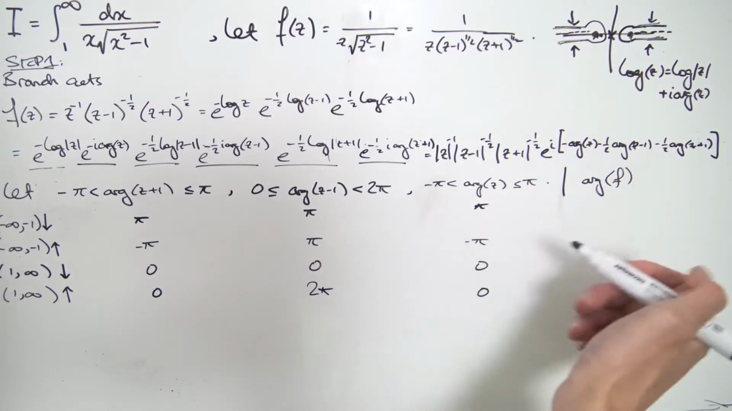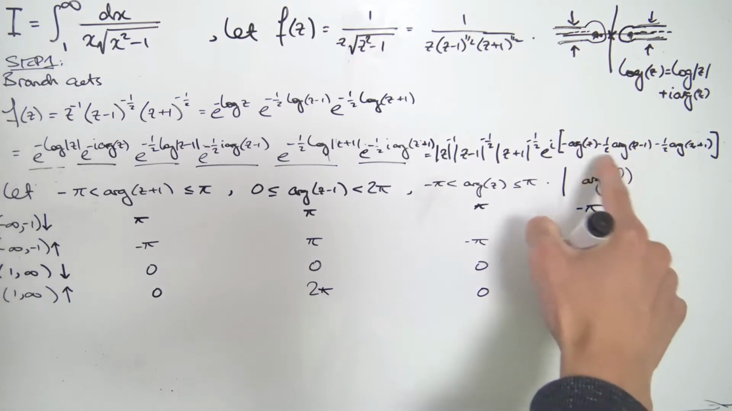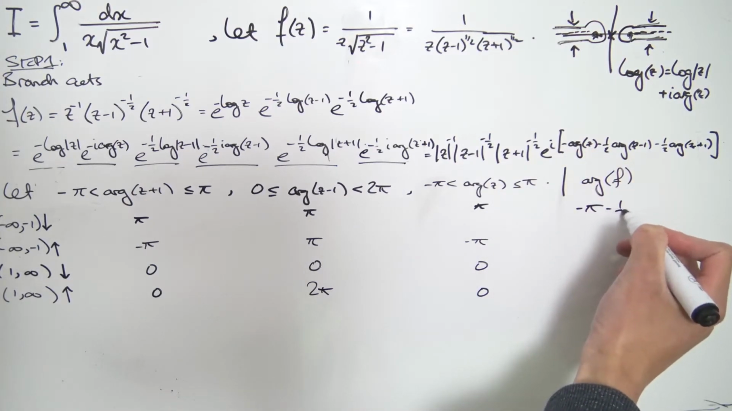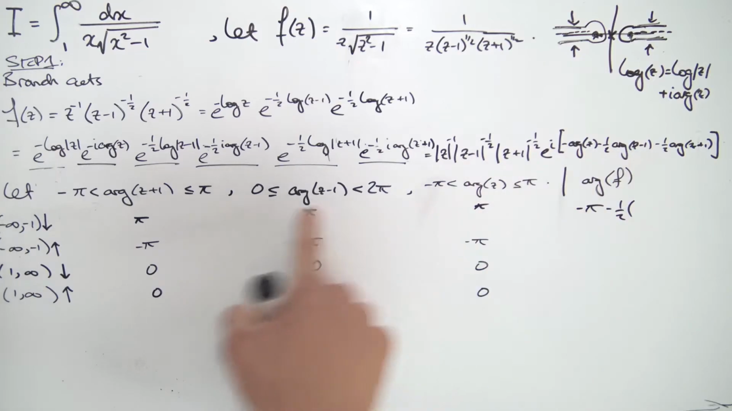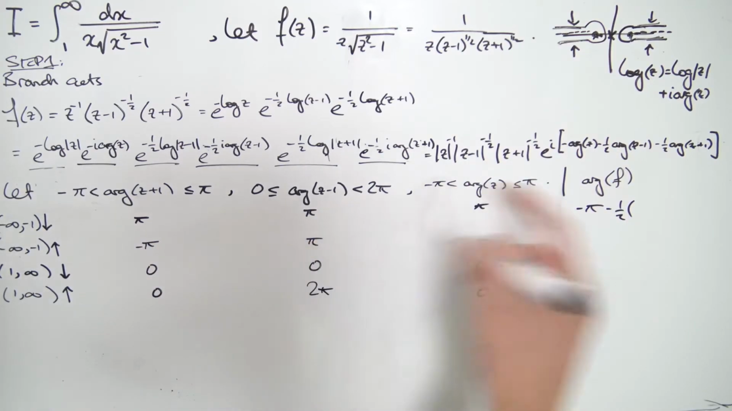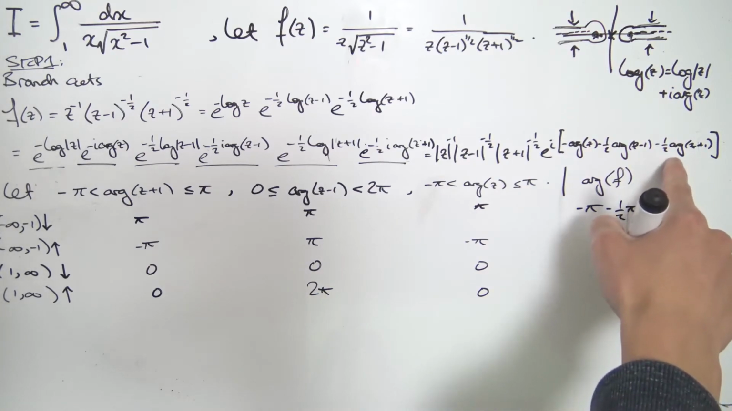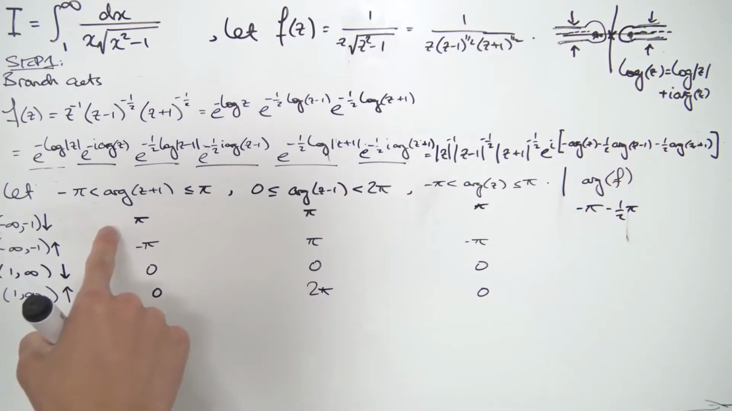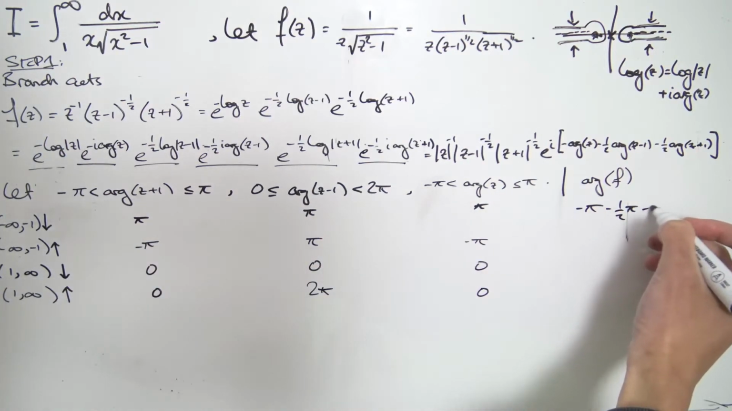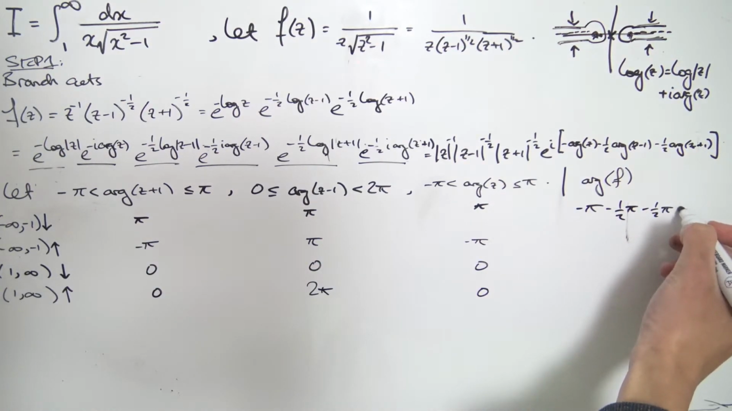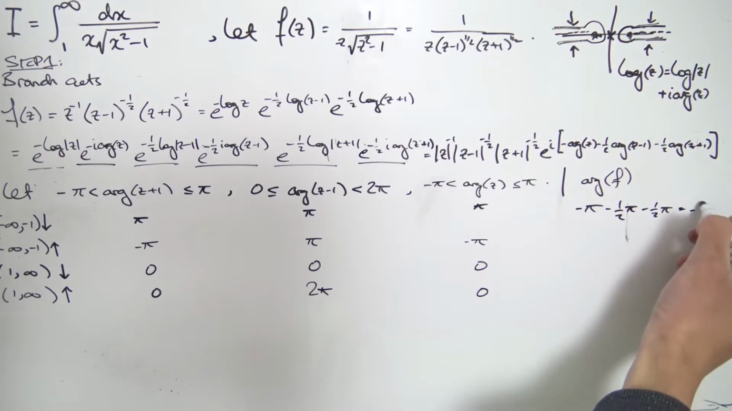We have minus pi here, first of all, minus a half times arg of z minus 1, so that's here, so that's going to be pi. And then minus a half arg of z plus 1, so that's this guy, so that's going to be minus another half pi. So this is going to be equal to minus 2 pi.